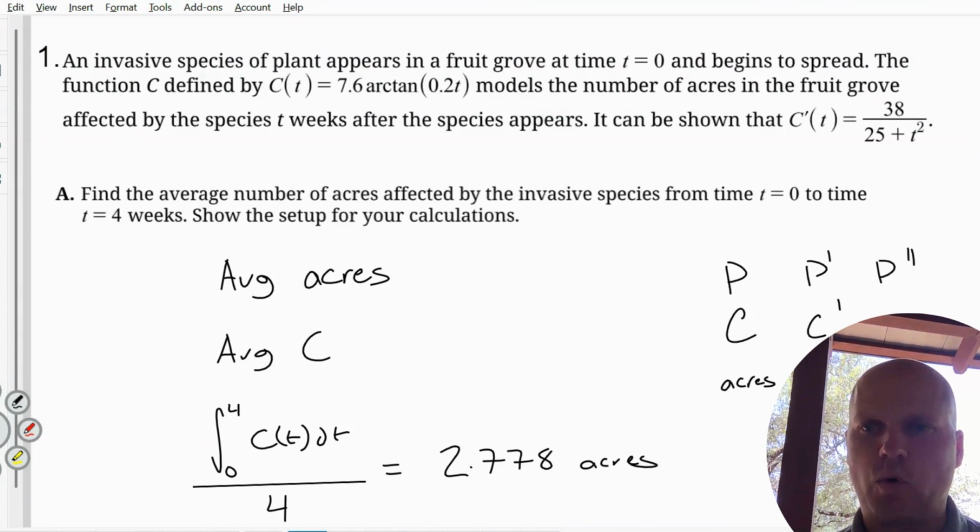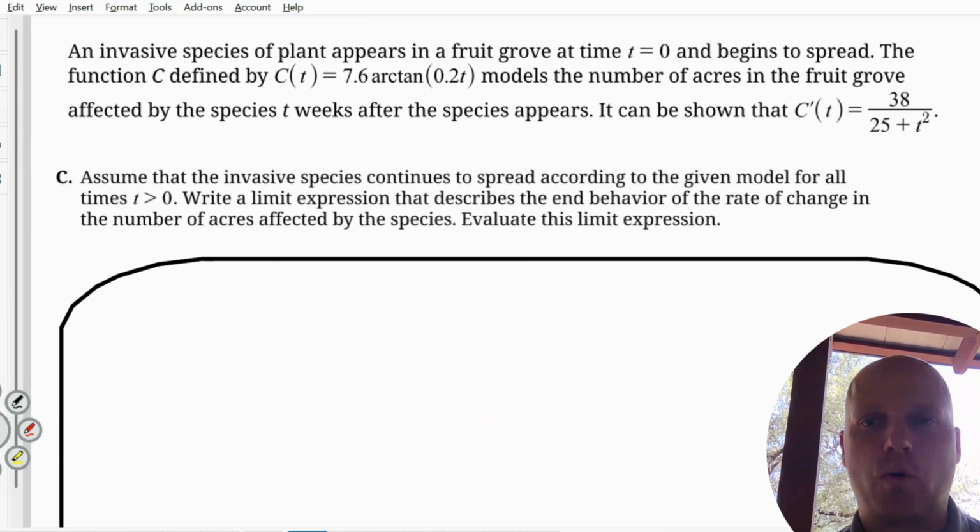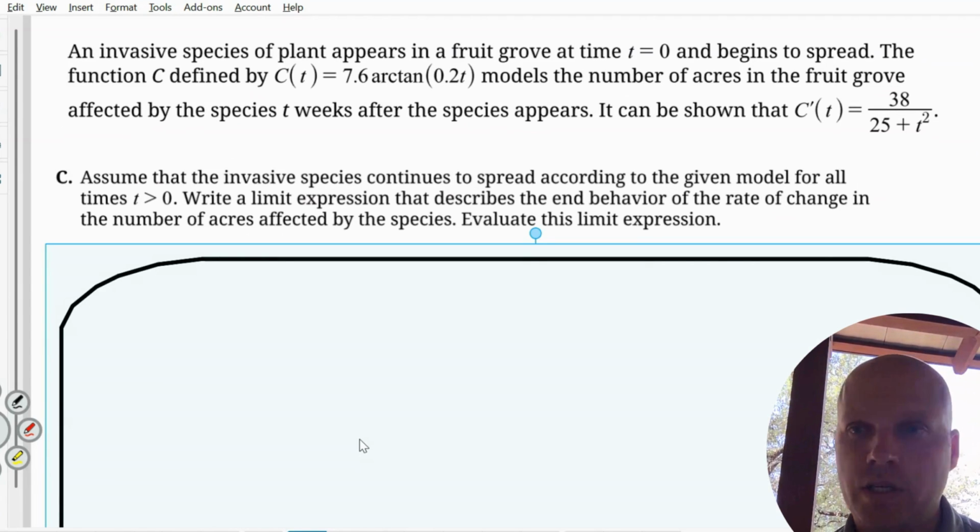Probably the first part was worth 3 points potentially. The second part was worth maybe 2 or 3 points. I think this question number one was the hardest question of the entire test.